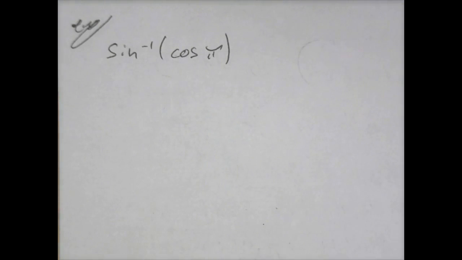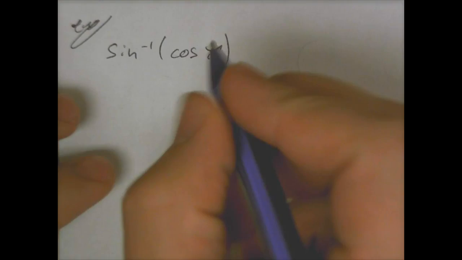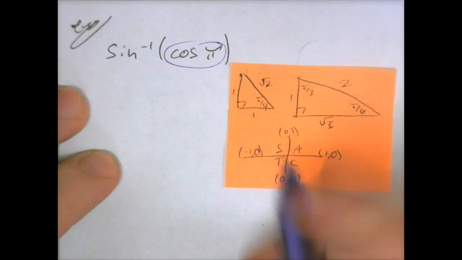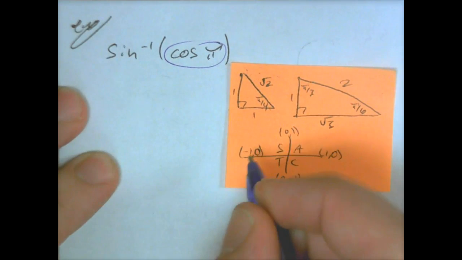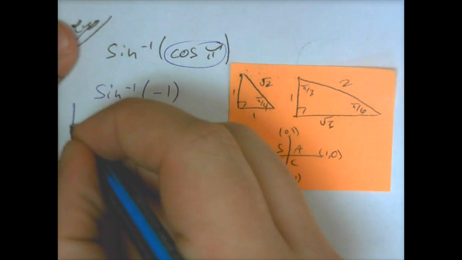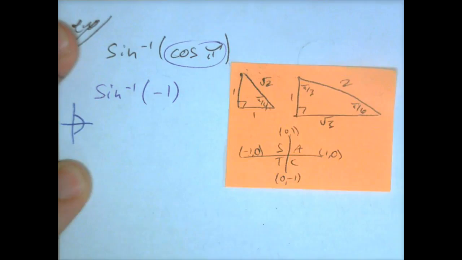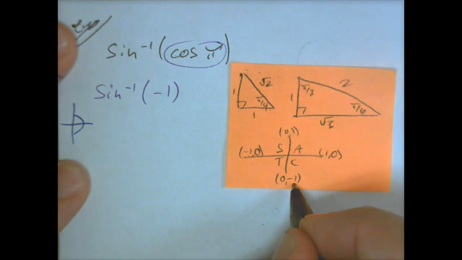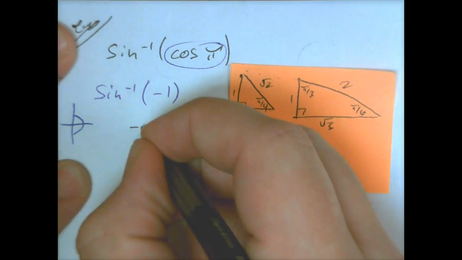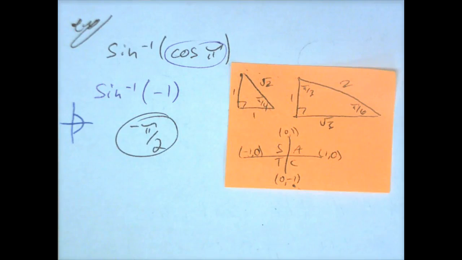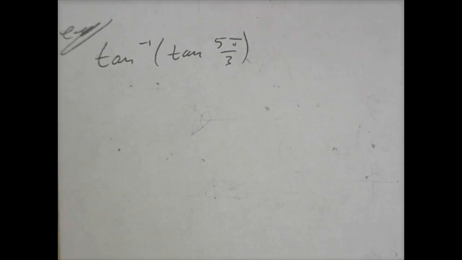All right, with ones like these, I'm actually going to be able to evaluate cosine of pi, because I know at pi, my x value is -1, so really this is saying sine inverse of -1. Well, don't forget that sine inverse is only in quadrants 1 and 4. So for sine inverse of -1, the y value is -1 straight down. So this would be an angle of negative pi over 2. Whoops.